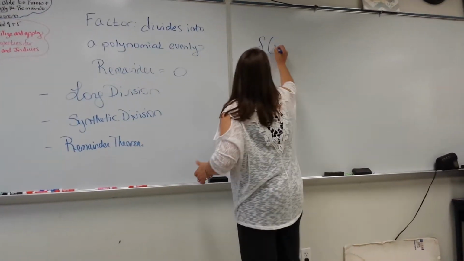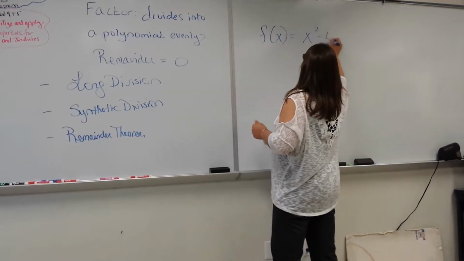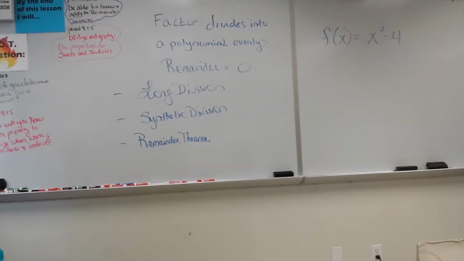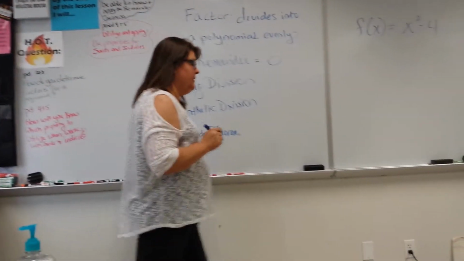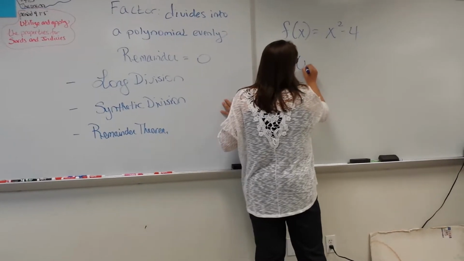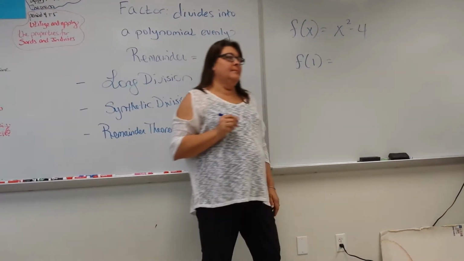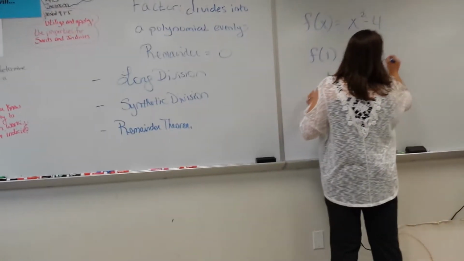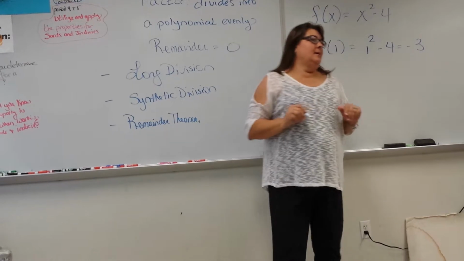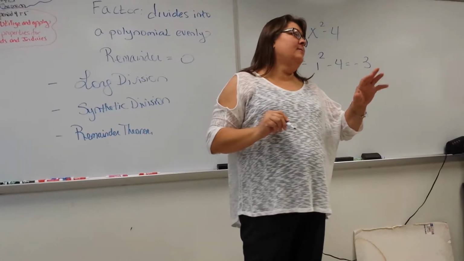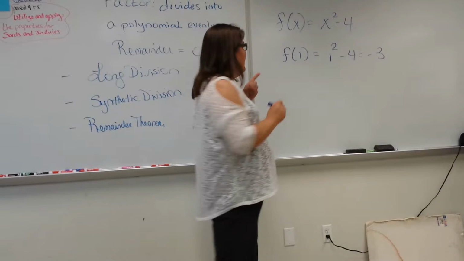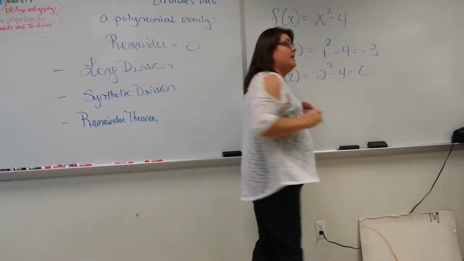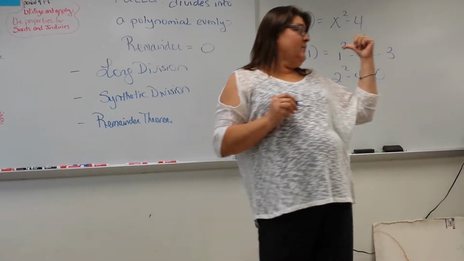Okay. Given a simple quadratic function, it looks like it's squared, right? If I said, I want you to find f of 1, plug in 1. What do I get when I plug in 1? Negative 3. The result is something other than 0, agreed? So what happens when I plug in 2? 2 squared minus 4 is 0. 2 is indeed a factor of x squared minus 4.